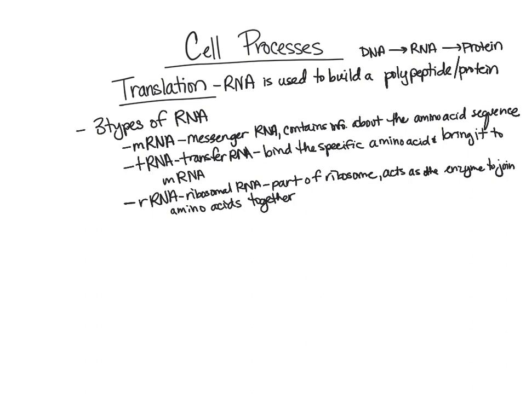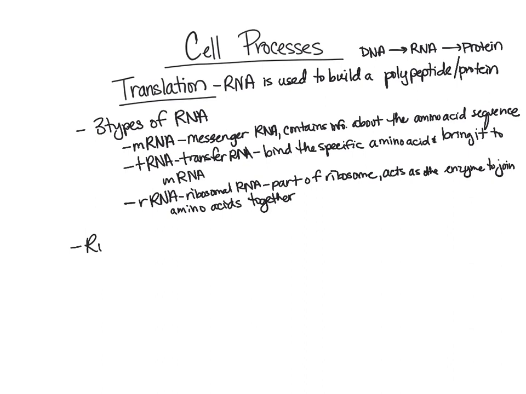So we have our mRNA, which is the messenger, which contains the information, the code from the DNA about the specific amino acid sequence. That's going to meet up with the rRNA on the ribosome. So the ribosomal RNA that's part of the ribosome is going to act to join the amino acids together that are brought by the tRNA, or the transfer RNA.